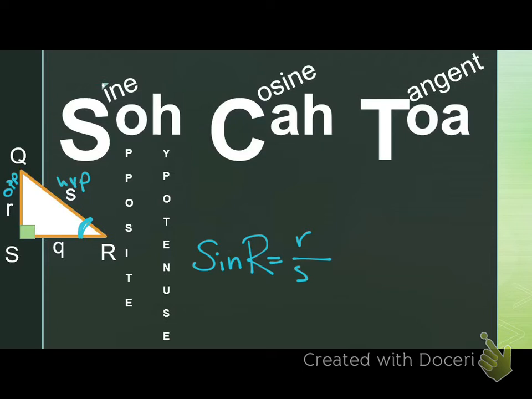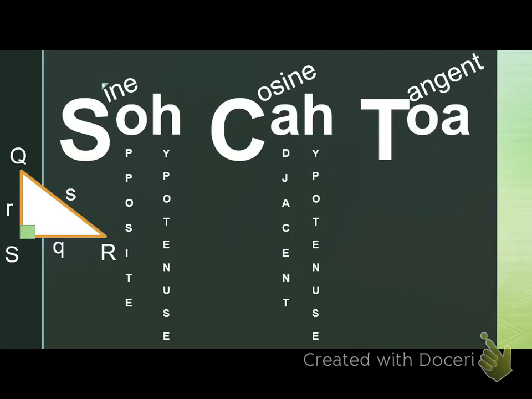Cosine. People get this one wrong because they call it "ca." I don't know if any of you do, but make sure you spell it right. It is CAH. I'm not kidding. Every year someone spells it wrong. But CAH. A will stand for the adjacent side over the hypotenuse side. Adjacent side over the hypotenuse side.